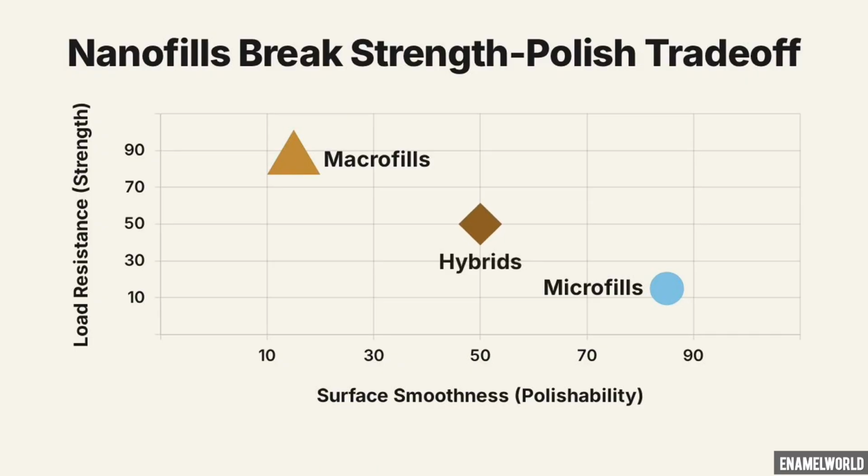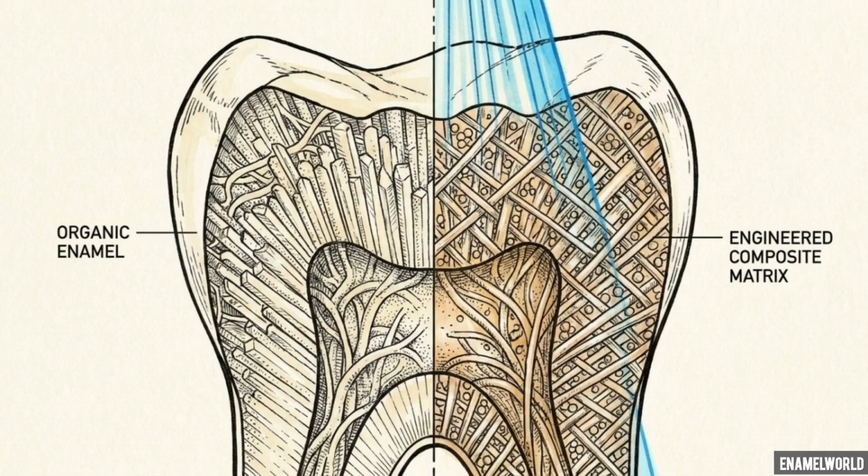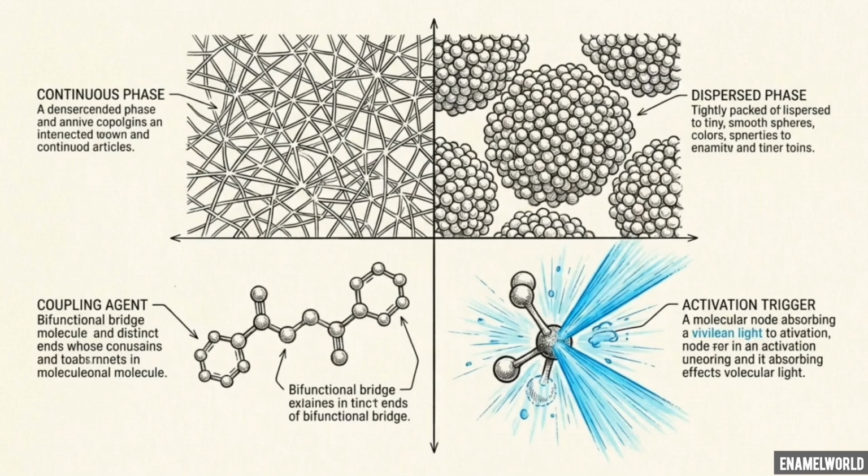Nanofills eliminate the trade-off. Their sub-100 nanometer clusters polish like a microfill, but pack densely into microscopic gaps, achieving the maximum strength of a macrofill. By mastering this nanoscale geometry, engineers optimized the dispersed phase, allowing composite resins to achieve the rigorous physical properties of natural tooth structure. The final composite architecture is highly specific. A continuous bis-GMA matrix, optimized nanofillers, an organosilane bridge, and a precisely tuned photoinitiator system.